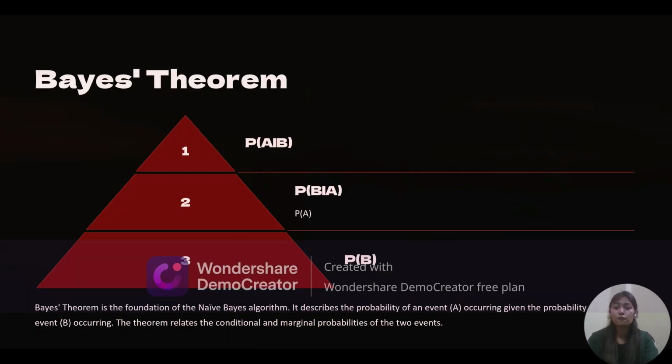Bayes theorem. First, P(A|B), second is P(B|A), third P(B). Bayes theorem is the foundation of the Naive Bayes algorithm. It describes the probability of an event A occurring given the probability of another event B occurring. The theorem relates the conditional and the marginal probability of the two events.